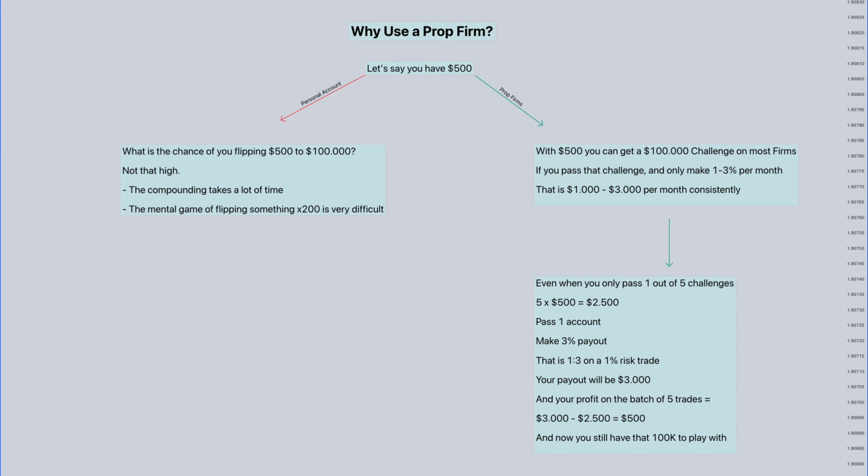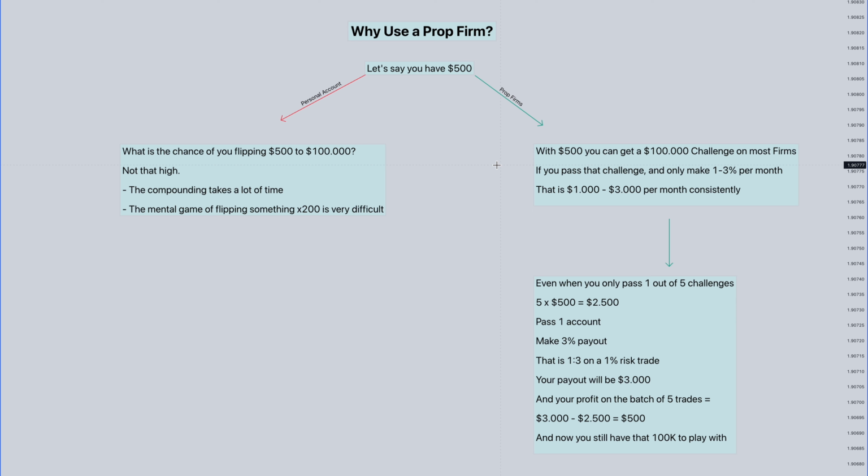The question you need to ask yourself is, why should you use a prop firm over a personal account? So let's say you have $500 to spend. With a personal account, what is the chance of you flipping $500 to 100k? Let's be honest here, not that high. Why? For two main reasons. Compounding 500 to 100k takes a lot of time. And the mental game of flipping something times 200 is very, very difficult.